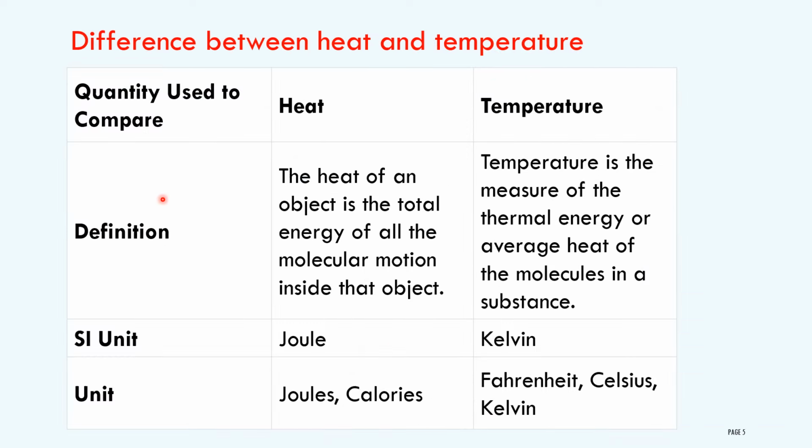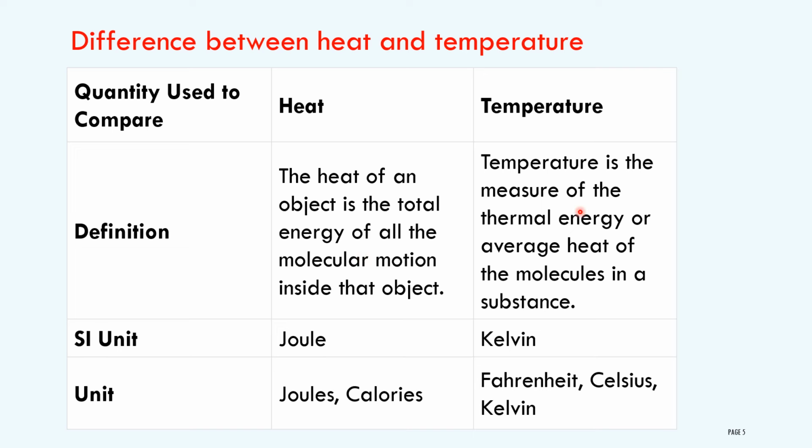Let us discuss the difference between heat and temperature. First, let us discuss the definition. Heat: the heat of an object is the total energy of the molecular motion inside that object. Heat is nothing but the total energy possessed by the molecules when they are in motion.